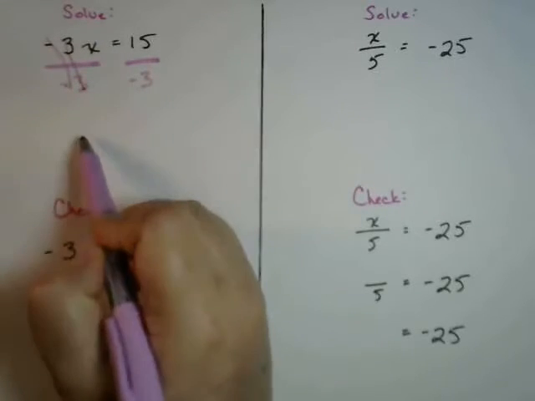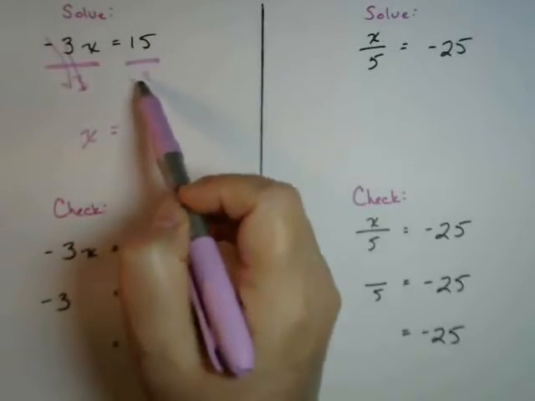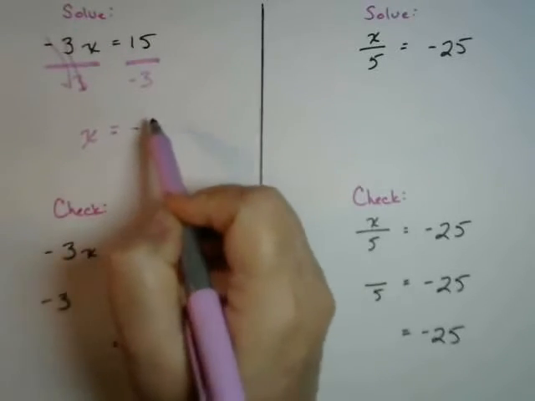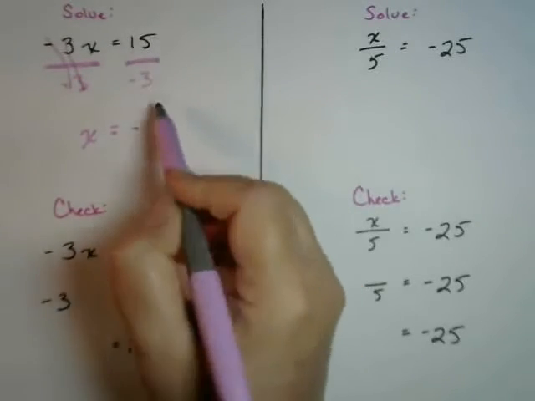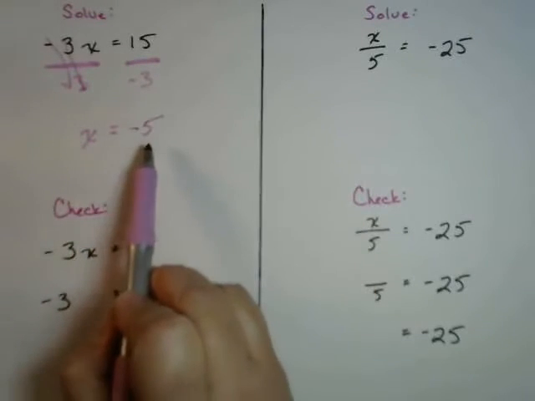That cancels out. And we're left with x equals, we have 1 negative in the problem, which means we have 1 negative in the answer. 15 divided by 3 is going to give us 5. So we've decided that x equals negative 5.